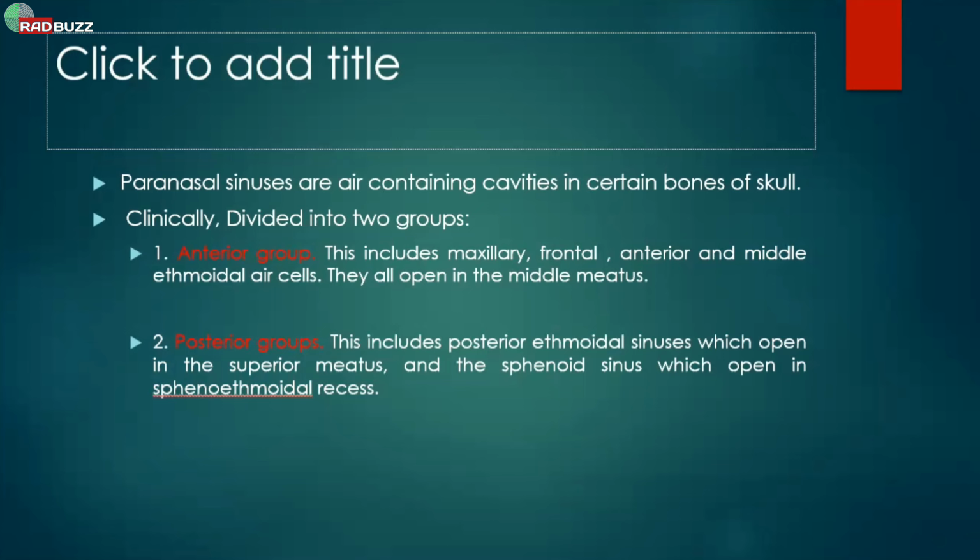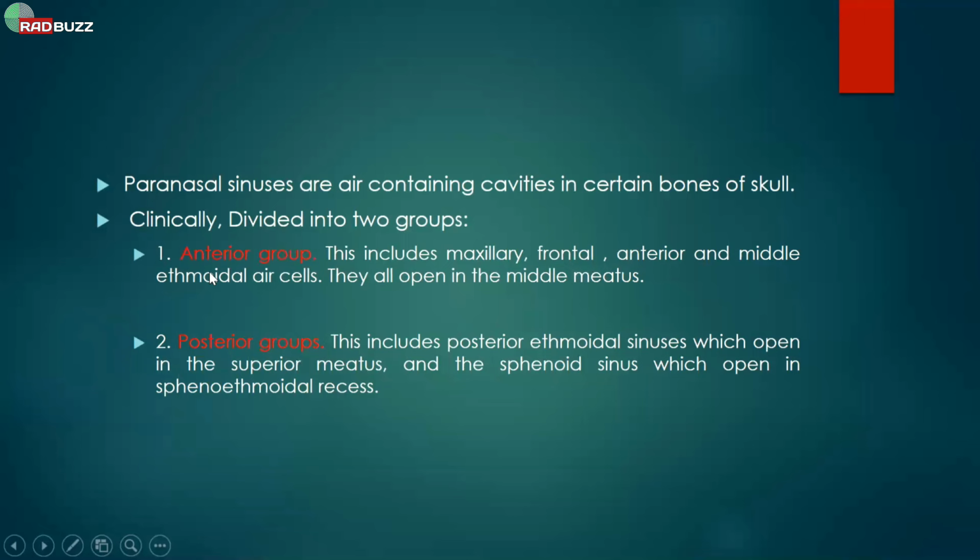In radiological language, you are not going to use the anterior paranasal sinuses or posterior paranasal sinuses. You have to name them anatomically according to the location and extent of the disease which is being involved for it. So anterior group basically involves the maxillary, frontal, and anterior middle ethmoid air cells. They are anterior group and they open in the middle meatus.